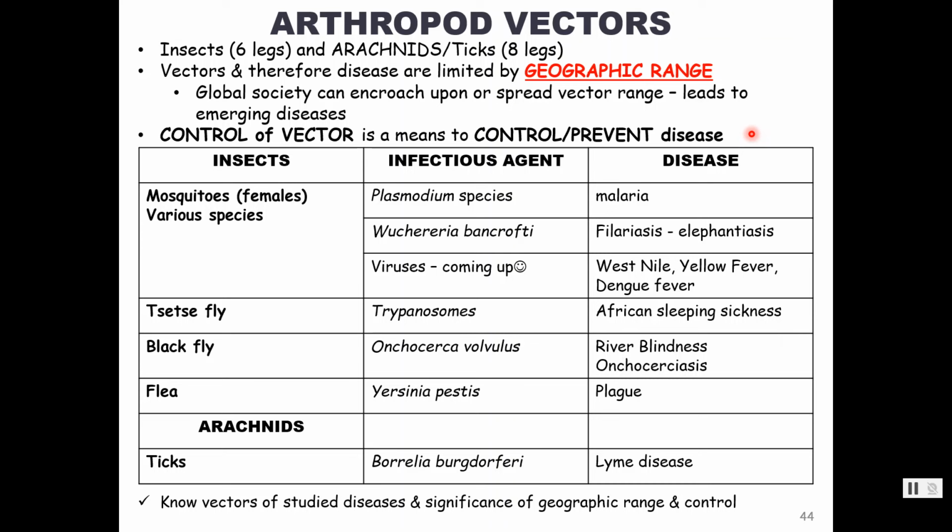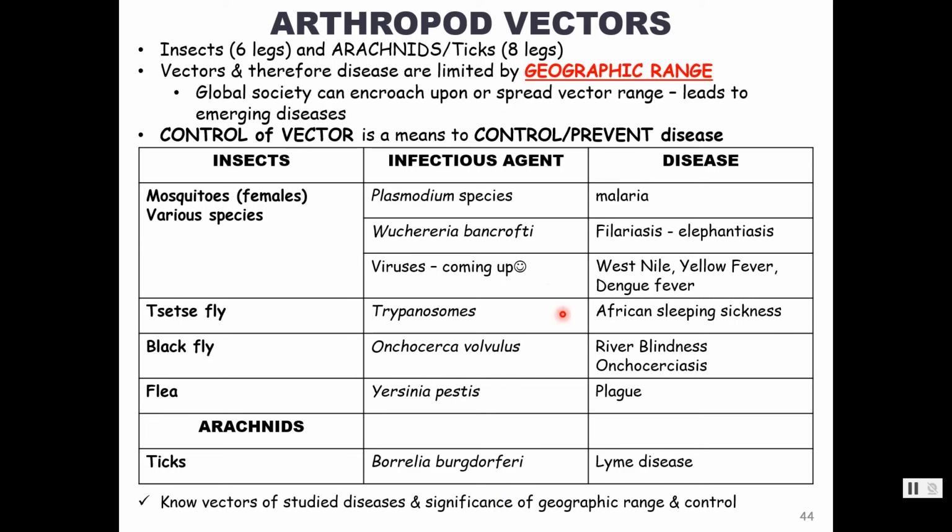So I don't care, your book goes into it. I think your lab book does too. I don't care what genus or species the mosquito is. I do want you to know that malaria, filariasis, and these viruses, West Nile, yellow fever, dengue fever, which we'll talk about in the next unit, are all transmitted by mosquitoes, and it's only the females that bite.